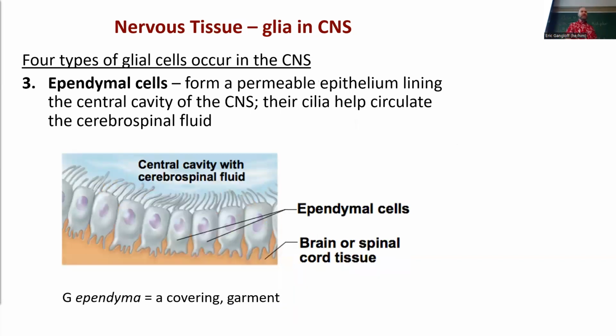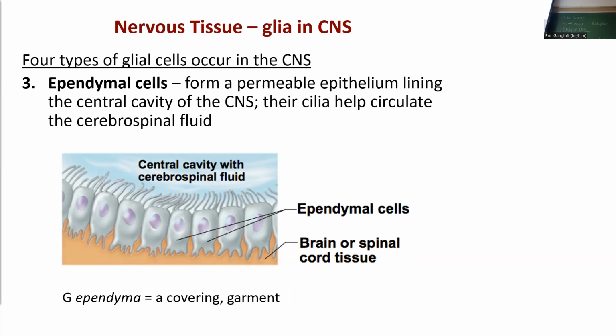Okay, number 3 is what's called an ependymal cell. These are epithelial cells, actually, which is pretty cool. And they form a selectively permeable membrane lining the central cavity of the central nervous system. And they basically have these little cilia that help circulate cerebrospinal fluid.